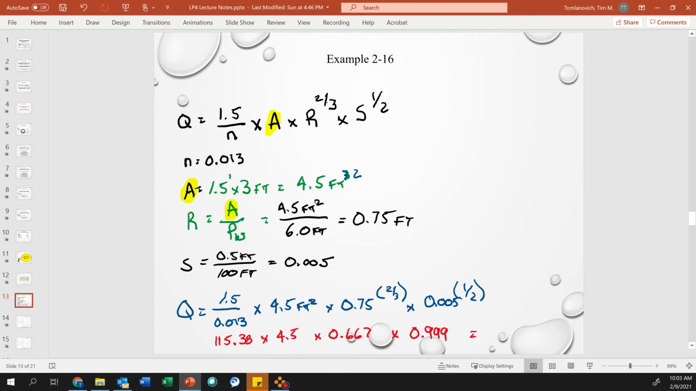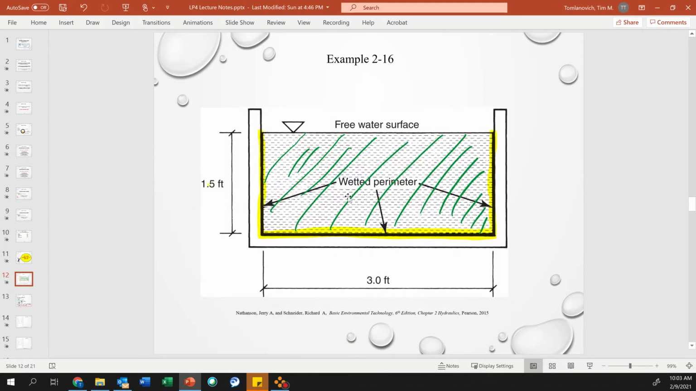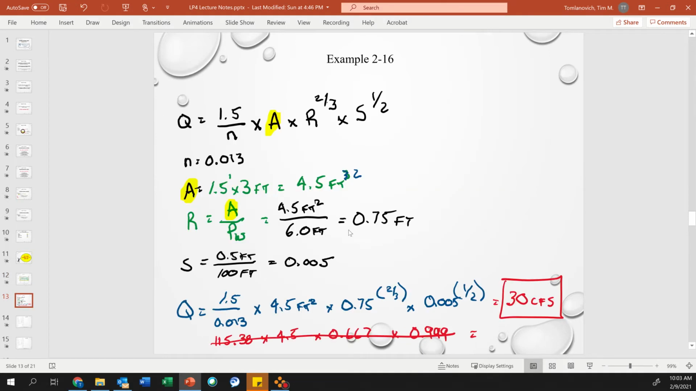So my calculator is going goofy here, so ignore these. Having your calculator here, you can put this all in at once, and I get 30 cubic feet per second as my flow rate. Okay, so that's how you do a rectangular channel, wetted perimeter. That was example 2.16 in the book.